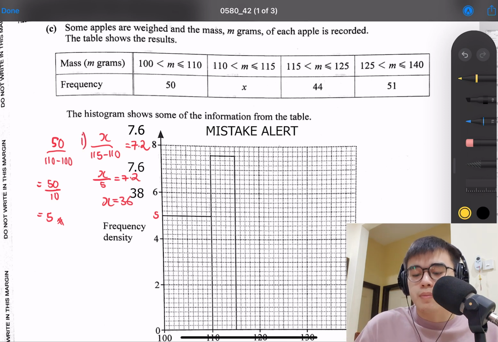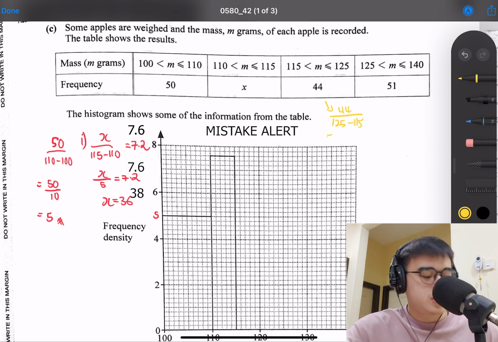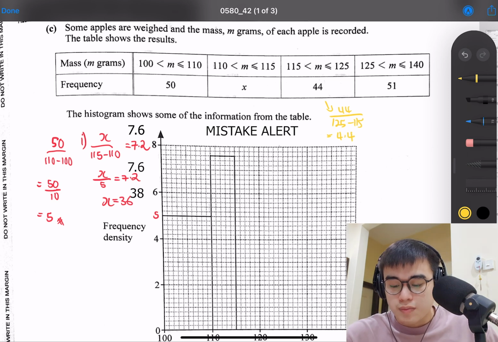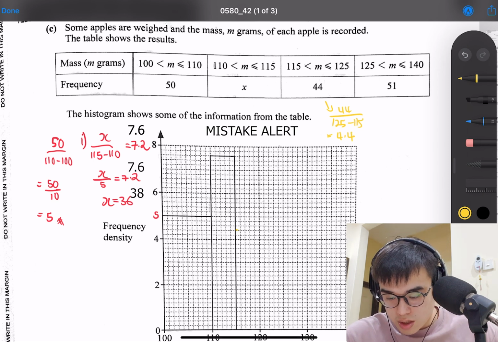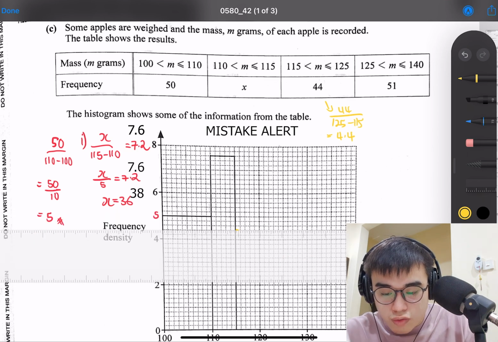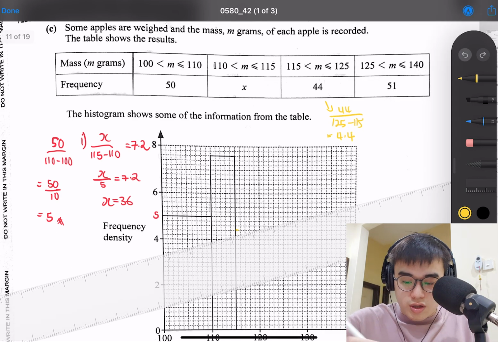And to complete the histogram, okay, we'll be taking 44 divided by 125 minus 115. So for this, we'll be looking at a value of 4.4 centimeters. So 4.4 should be somewhere around here. And it will be until our 125. Drawing this over here.